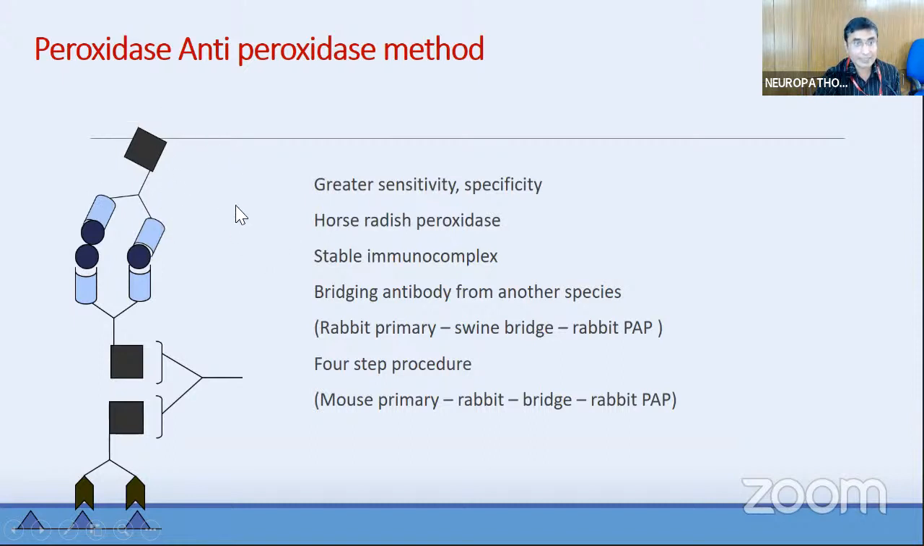You can further increase this by developing one more antibody against this, carrying more and more enzymes. So the secondary antibody will carry enzymes, and the tertiary and quaternary all carry enzymes. So the amplification will be more. That's what it says here. So the bridging antibody can be at a second level or tertiary level, making it either a three-step or four-step method.